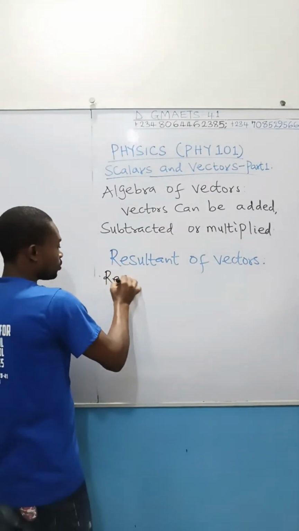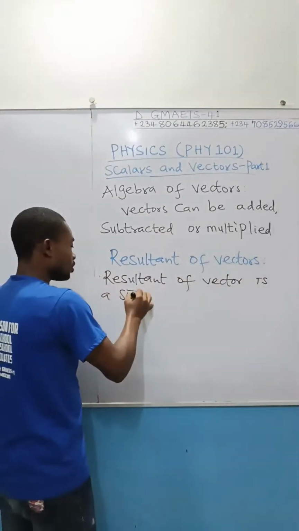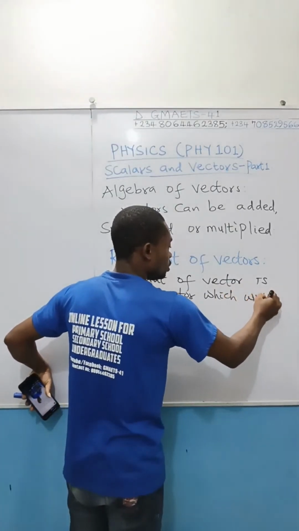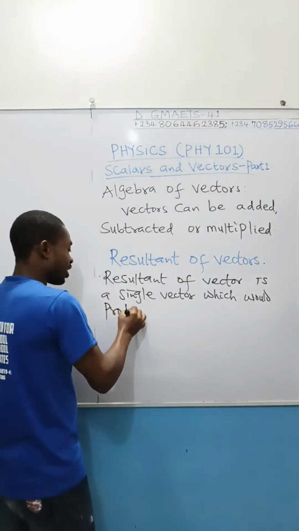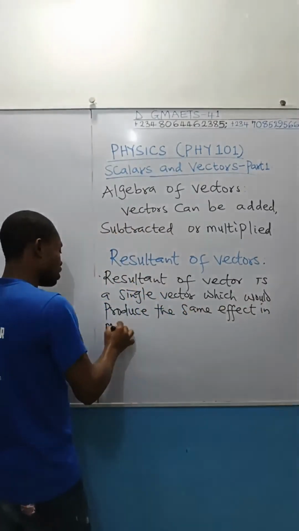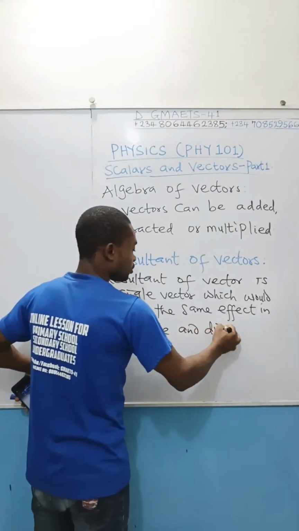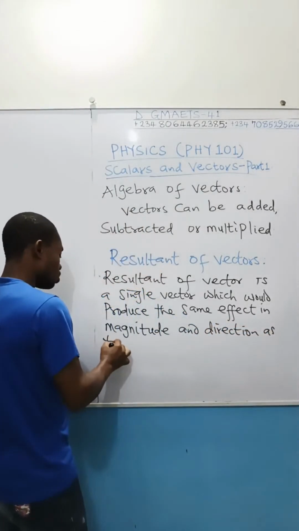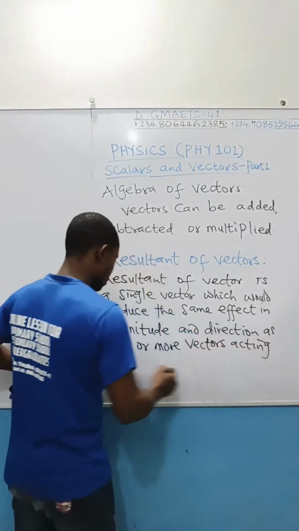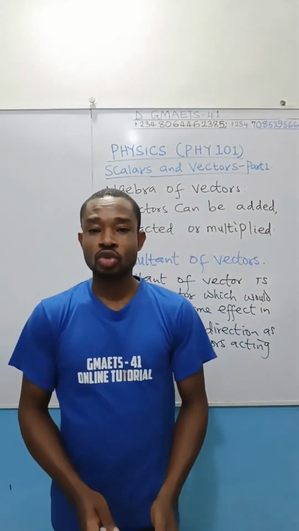The resultant of a vector is a single vector which would produce the same effect in magnitude and direction as 2 or more vectors acting together. So this is what the resultant of 2 or more vectors is.